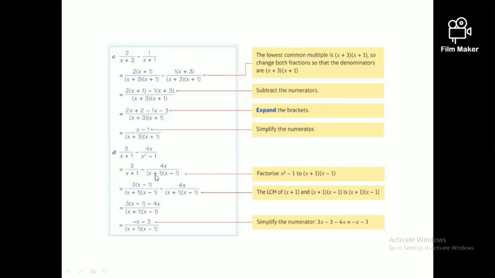Then cover x plus 1 and x minus 1 from this common denominator. If you cover it, there's nothing remaining. So, you can just write 4x or you can write 4x into 1. Then if you simplify this, 3 into x is 3x, 3x minus 4x is minus x, 3 into minus 1 is minus 3. That would be our final answer for this question.